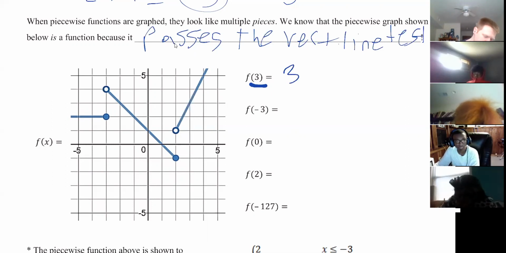For our next one, -3, you're going to go to -3 on your x-axis. You're going to go up or down until you find a value on your function. So it's here at 2.